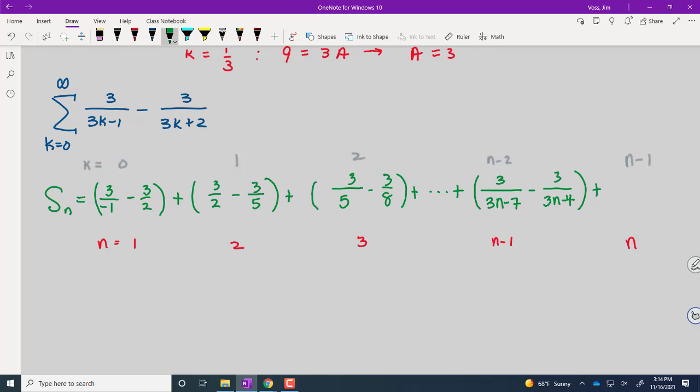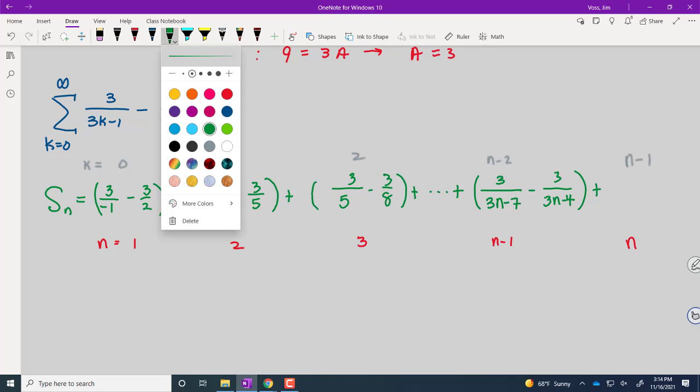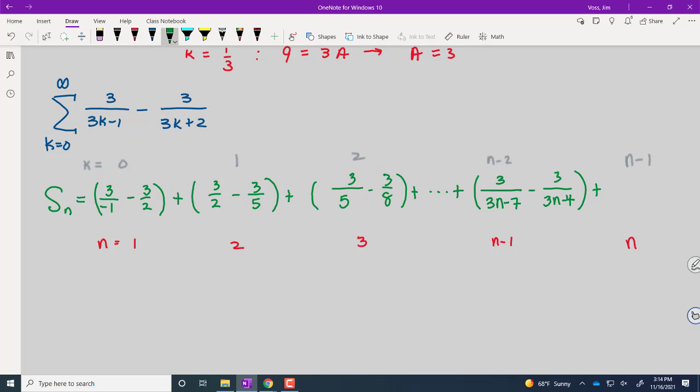Now for the last term, we're going to plug in n minus 1, so we have 3n minus 3 minus 1 is 3n minus 4. So 3n minus 4 is the denominator here. 3 is the numerator. Plug it into the second one. We have 3n minus 3, so we end up with 3n minus 1. Okay. Does that make sense? Yeah, so it can get a little confusing.